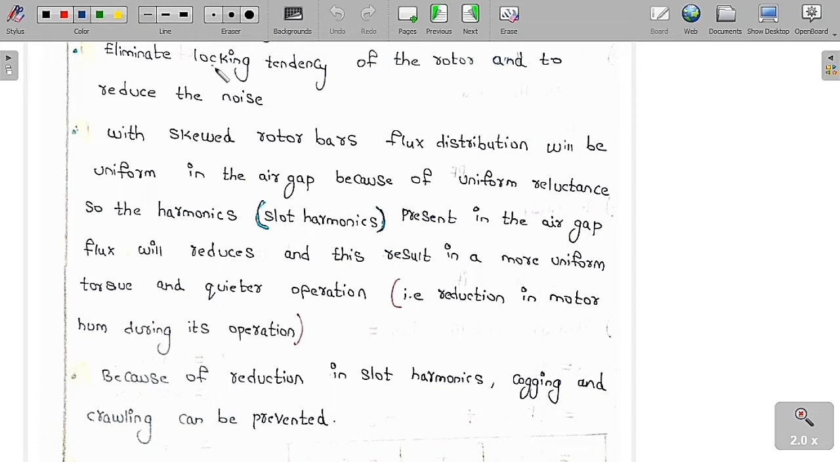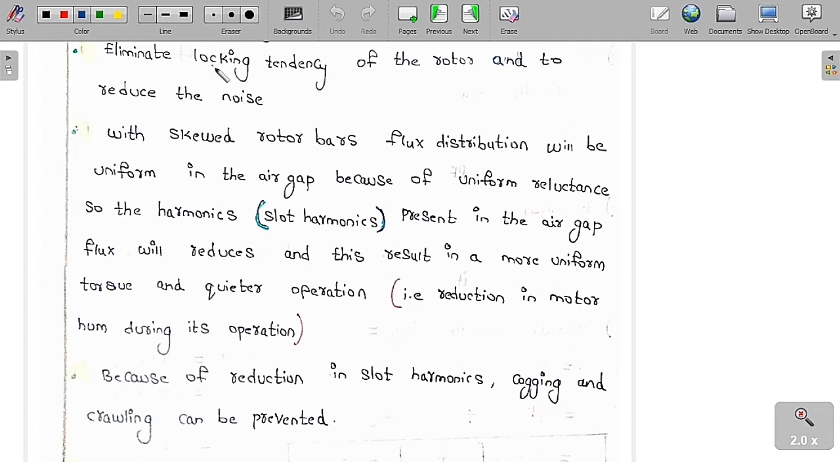I already told you what the basic agenda of skewing the rotor slots in an induction motor is. Listen carefully: the rotor slots of the squirrel cage induction motor are skewed slightly to eliminate the locking tendency of the rotor and the shaft, and also to reduce the noise. With the skewed rotor bars, the flux distribution will be uniform in the air gap because the reluctance of the air gap is also uniform.